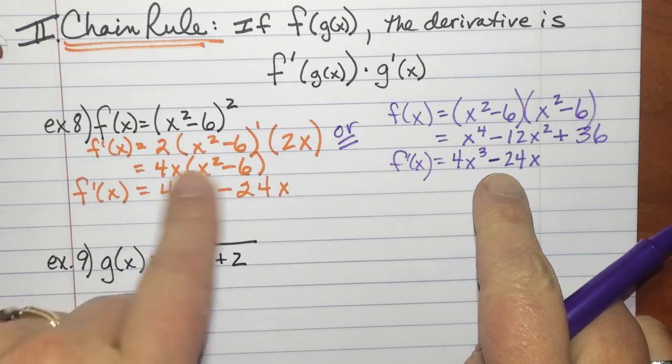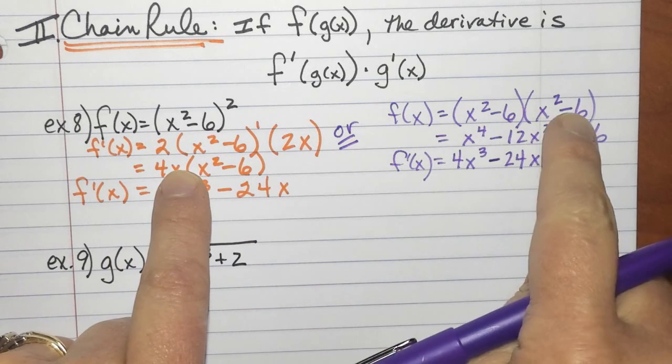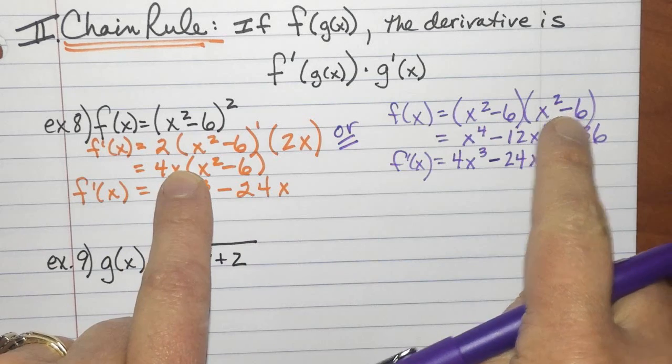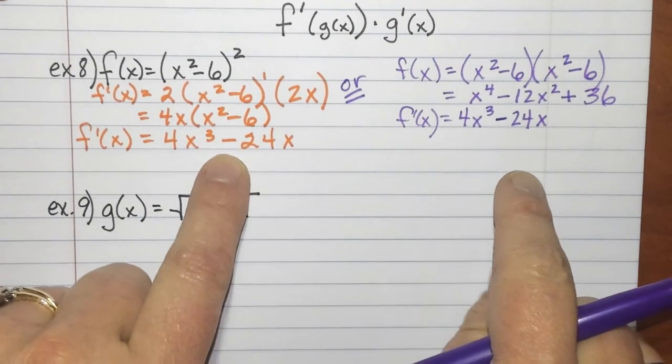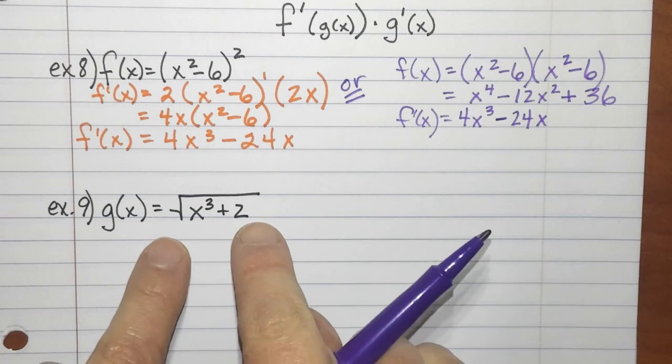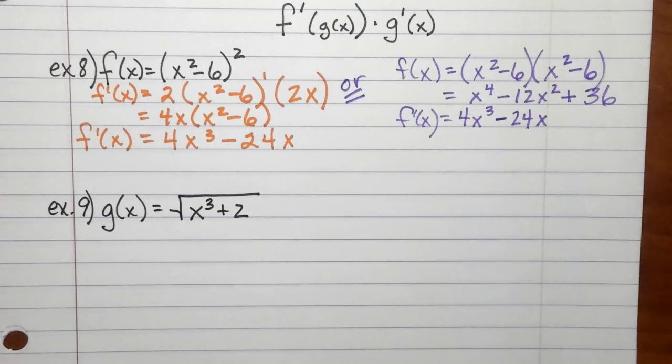So in some instances, with the chain rule, you may prefer to just multiply it out and then take the derivative of each term. Now sometimes you are going to have a function like this, and we will start here when we come back in the second video to take the derivative of this function.